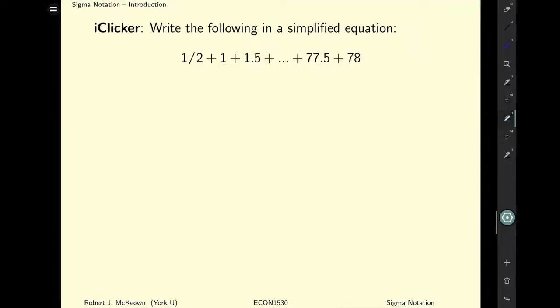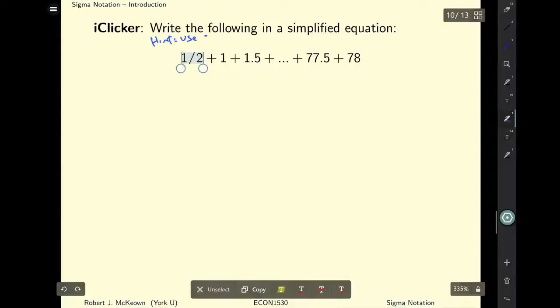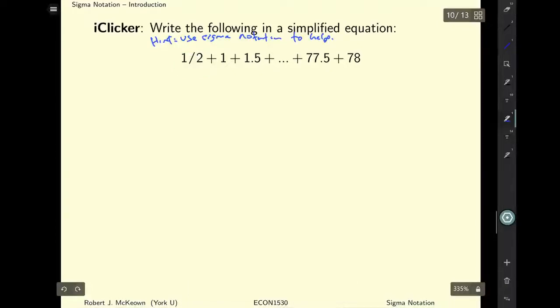Here's a question for you. See if you can write it in a simplified equation. So I want you to essentially solve it. Solve it using a simplified equation. As a hint, you might want to use sigma notation to help you get to that answer. Maybe I'll write that down. Use sigma notation to help. And this is the point where I suggest you press pause on the video, take a moment, try it yourself, use the techniques that I just showed you, and then when you're ready, press play and we'll walk through the solution together.